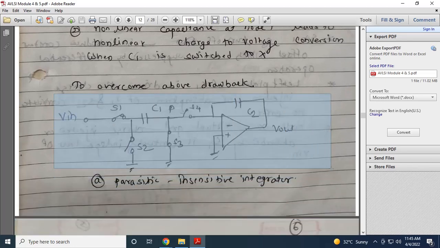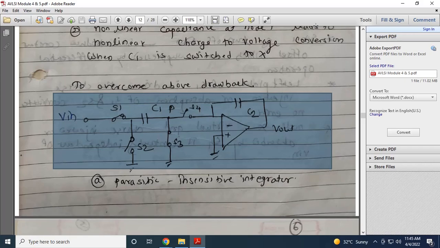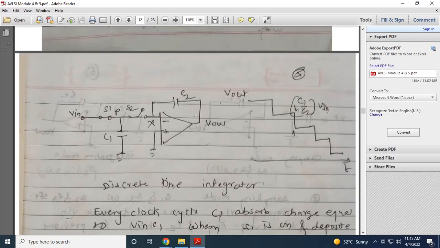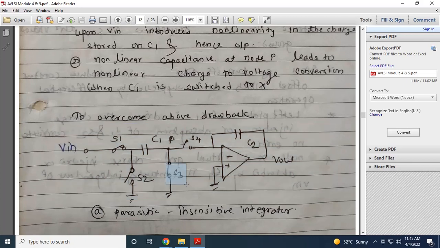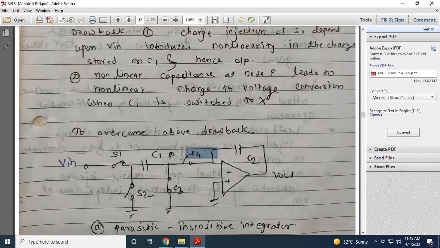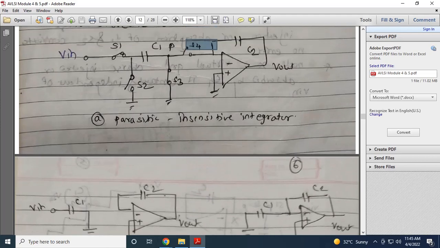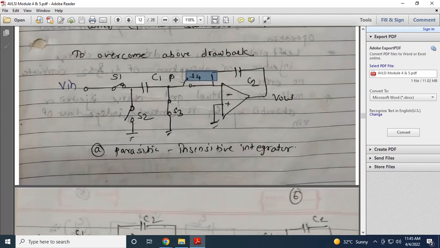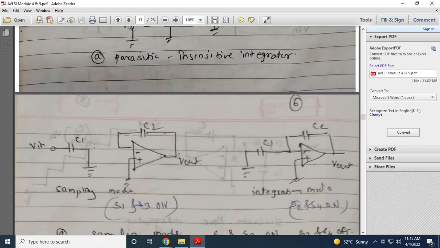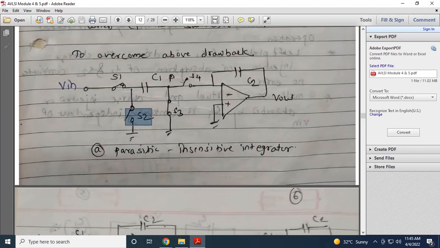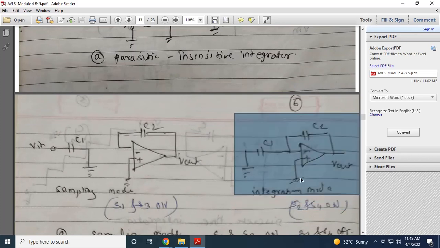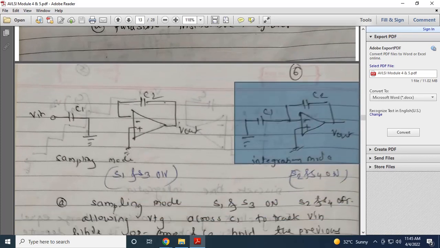So this is the parasitic insensitive integrator. We are adding two more switches, S3 and S4. In sampling mode, switches S1 and S3 are turned on. See, this is the sampling mode. So C1 will track the input signal, and the input signal is stored on capacitor C1. In integration mode, switches S2 and S4 will turn on. See, this is the equivalent circuit. Switches S2 and S4 are turned on. So this is the integration mode.